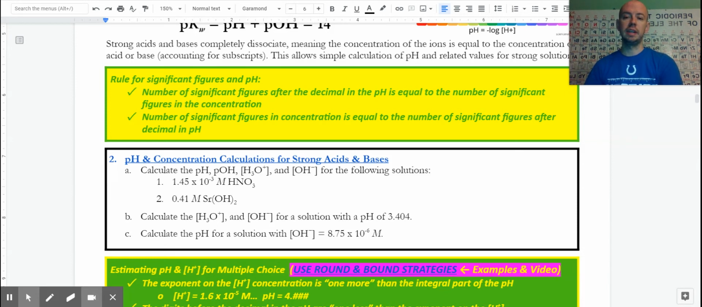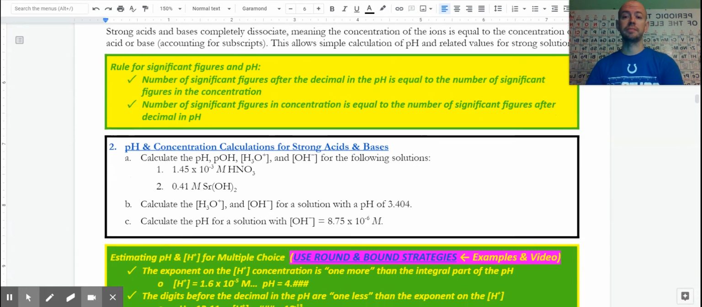So here I have 3 significant digits. That means when I change that to a pH, you'll find out that there's 3 after the decimal. There's 2 digits here, so that turns into 2 after the decimal. So just paying attention to that and knowing that's a little bit different.